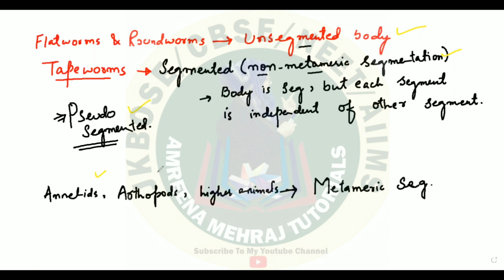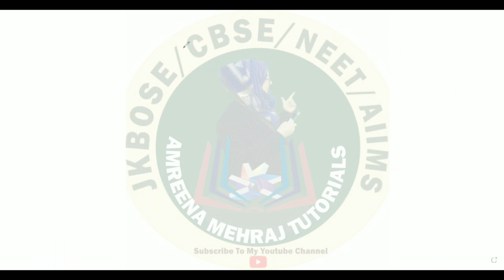And we'll have some animals like our annelids, arthropods and higher animals which show metameric segmentation. In annelids, I explained to you that they show both internal as well as external metamerization. Arthropods show only external metamerization. Higher animals show only internal metamerization. So that was the difference. All of these three were the cases of metameric segmentation, because the metamers are not independent, they are dependent on each other. So this was the seventh criteria.